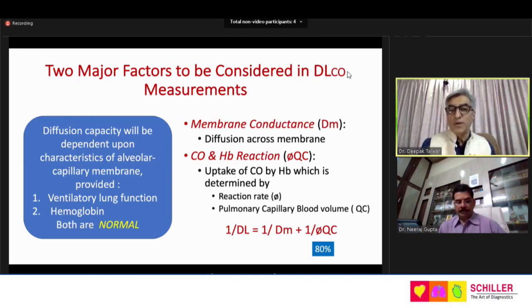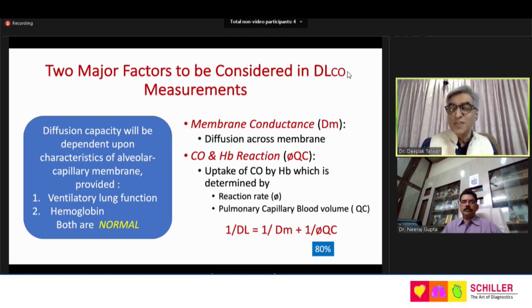And what is important here? The important thing is that we think the diffusion capacity or the diffusion test is the membrane test. In fact, 80% it is dependent upon the theta times Vc. Only 20% is contributed by the 1/DM component, which pulmonologists think about all the time. We are thinking about emphysema, and we are thinking about interstitial lung diseases. We are thinking about this alveolo-capillary membrane. We are talking about the membrane. The membrane component is only 20%.